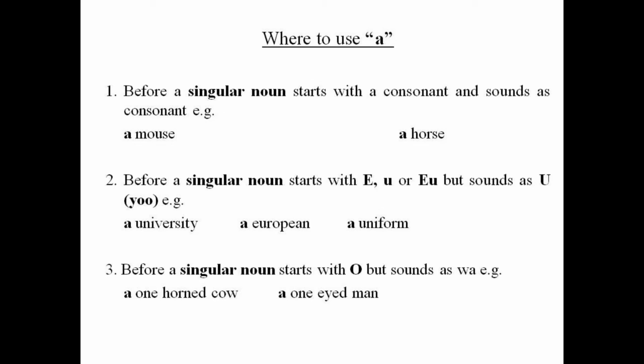Again, A is used before a singular noun that starts with vowel O but sounds as V, which is the sound of letter V, a consonant. For example, a one-horned cow or a one-eyed man. Here, word one has letter O, a vowel, but it sounds as V, a sound of a consonant.